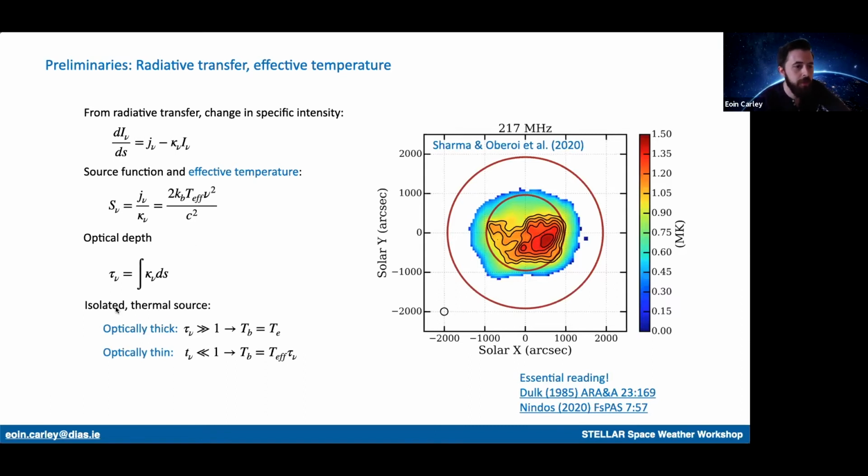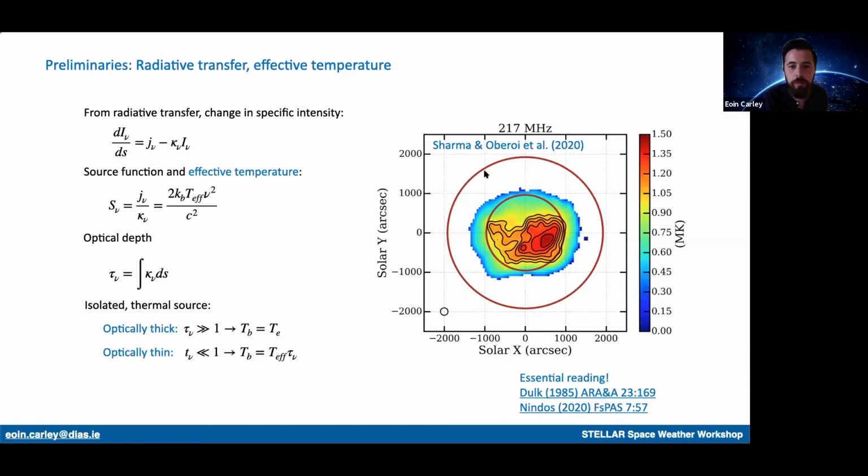Let's take, for example, an isolated thermal source. We can use these equations, and I haven't shown it here. I've actually left it in some supplementary slides if you're interested. An optically thick source will tell you that the brightness temperature is equal to the actual electron temperature in the plasma that we're seeing. This means that the radio domain is a really excellent measure of temperature in the solar corona, and you see that with temperature maps of the solar corona.